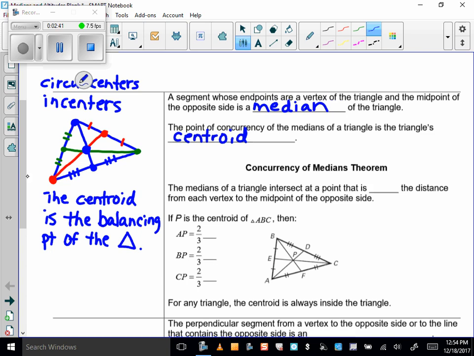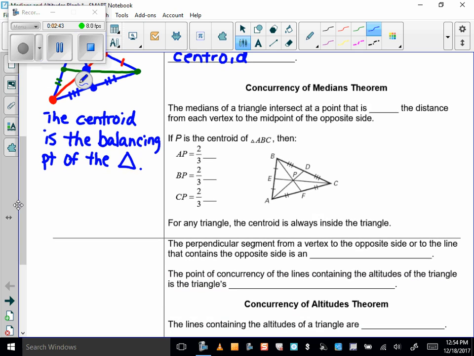And we have a theorem that says the medians of a triangle intersect at a point that is 2/3 the distance from each vertex to the midpoint of the opposite side. Okay, so what is that saying? It's saying the centroid, that's that point that's 2/3 the distance from each vertex to the midpoint of the other side.